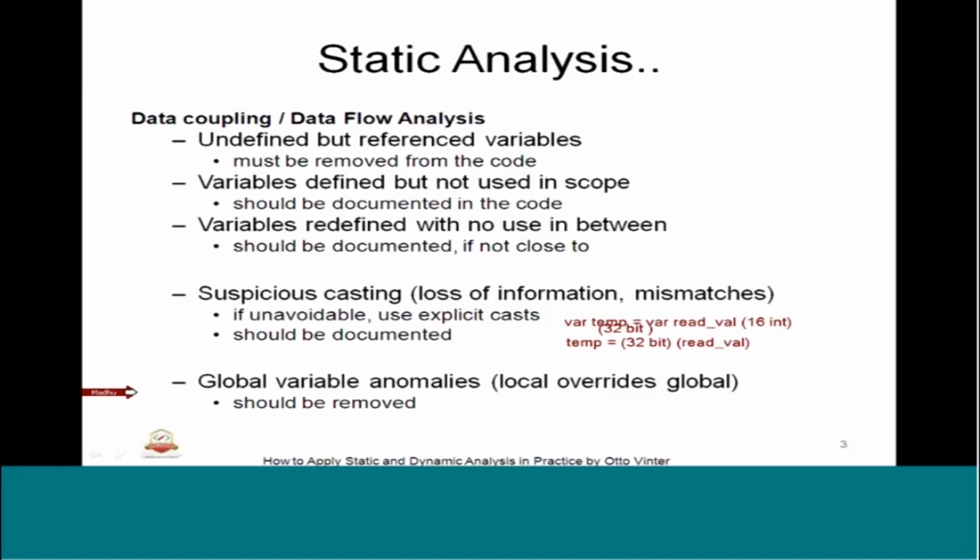Global variable analysis, local overrides global. So we know that we use global variables which are used as a parameter shared object between various functions of the procedure, and sometimes the same names are used within the local function, and there is a confusion in terms of usage. The programmer who has written it assumes that the local variable will be updated, or the global variable will be used or updated within the function, but local gets the priority, or it overrides the global basically. So such anomalies should be removed.